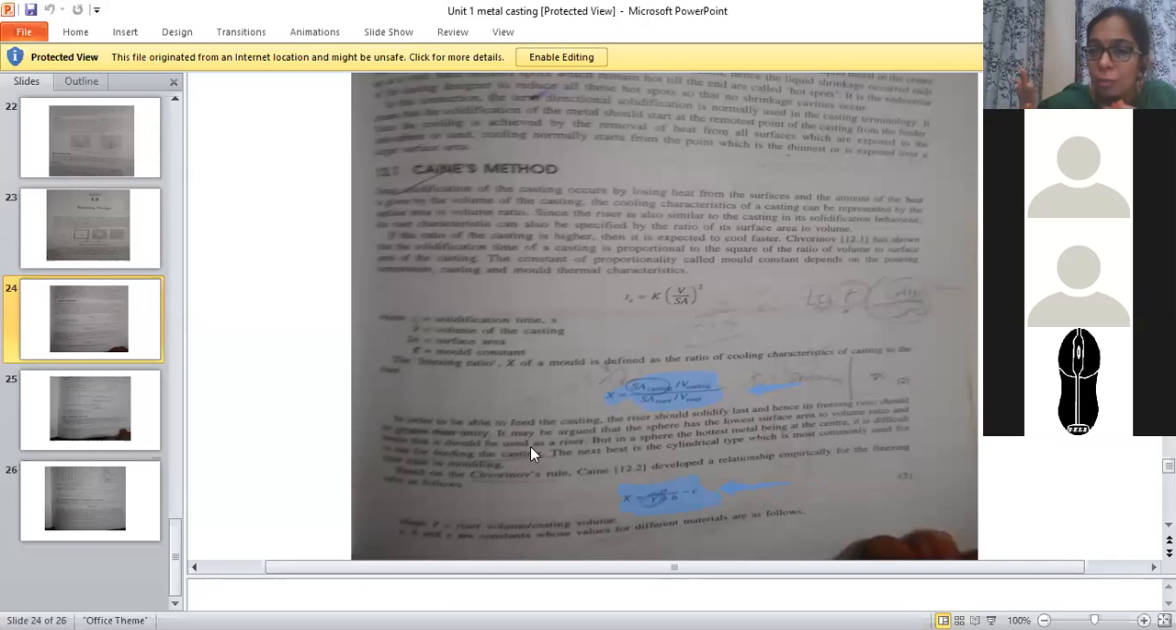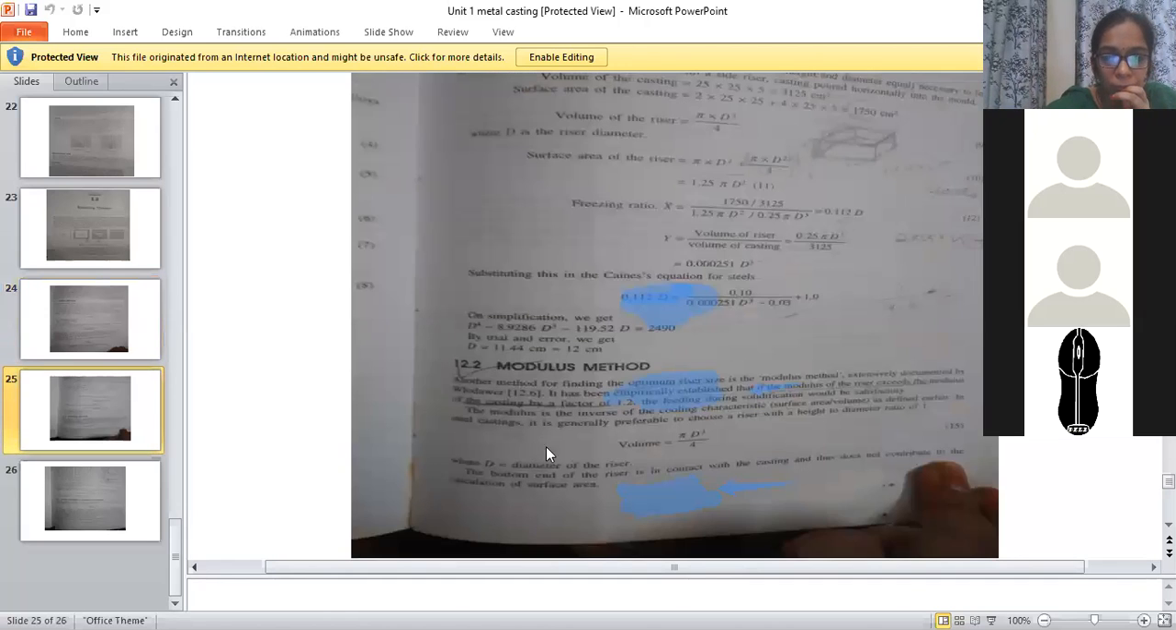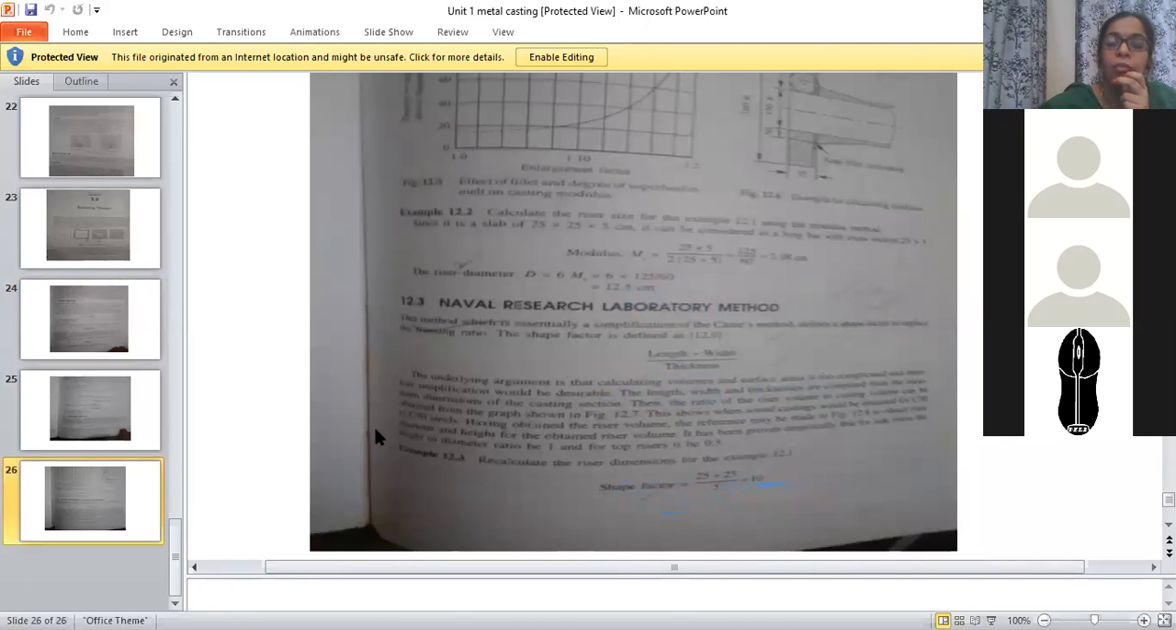You cannot solve this problem as it will be in a quadratic equation, right? So please know the formula of volume of a cylinder and surface area of a cylinder. Just substitute the formulas and write it. Do not just prolong it, right? Write these 3 equations and mention the notation. Likewise, same for the modulus method also. Even in the shape factor naval research method also, just write what is shape factor, what is length, width, and thickness. Draw the graph, wind it up.